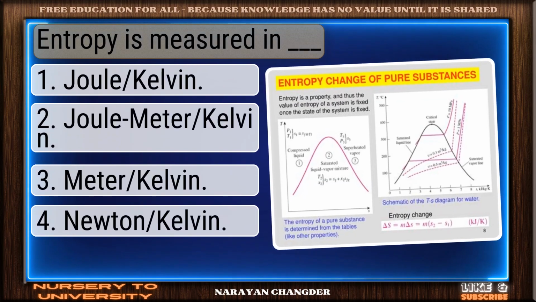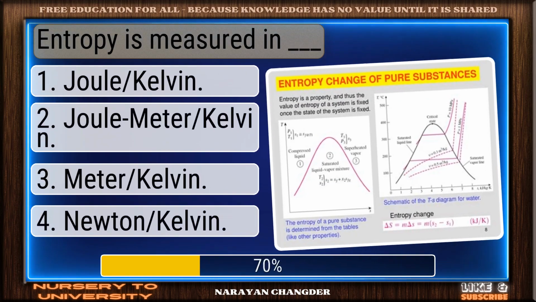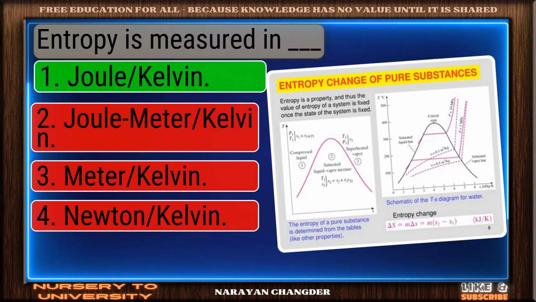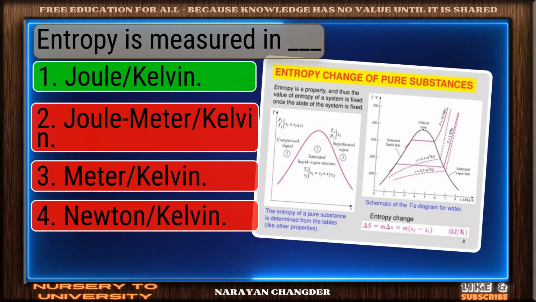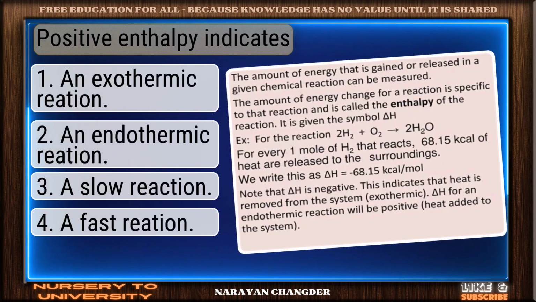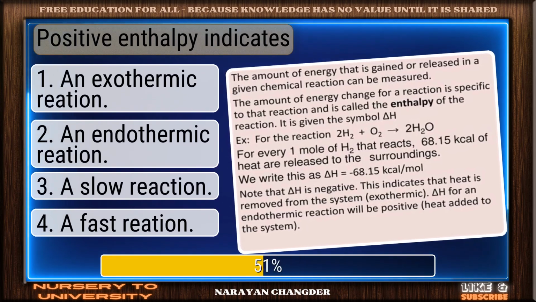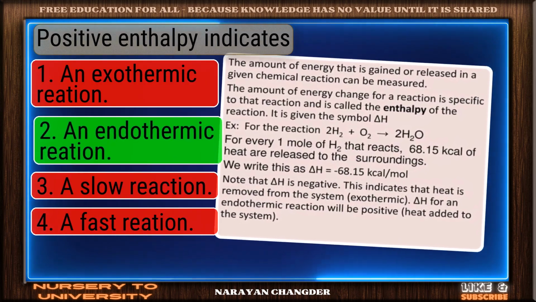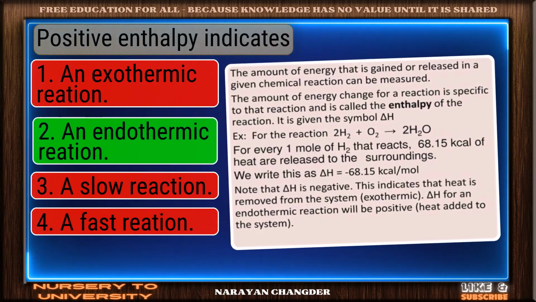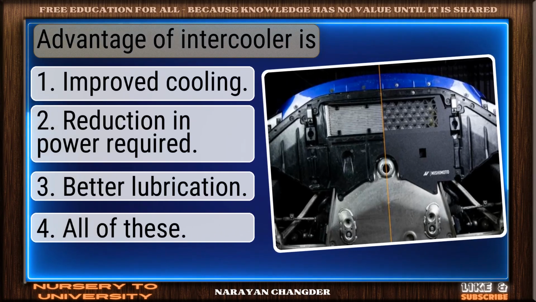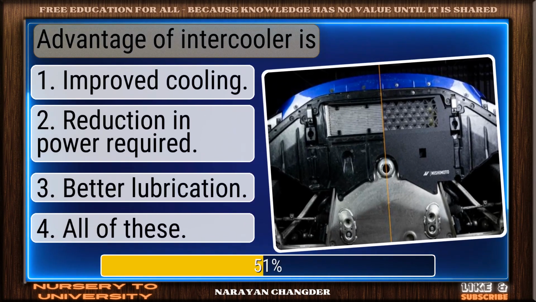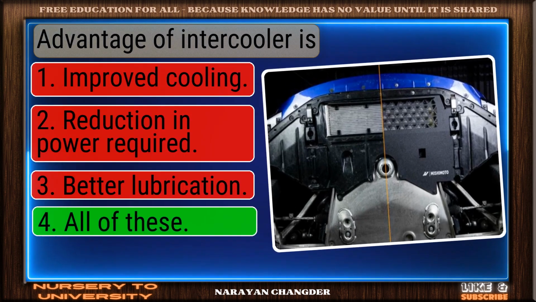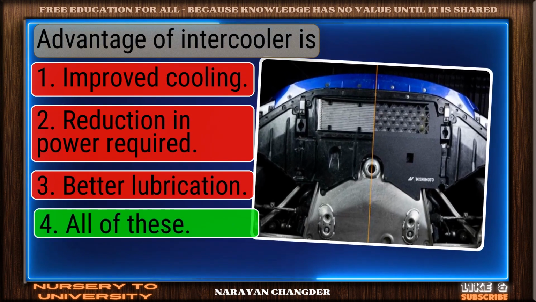Entropy is measured in dash. Strong choice. Joule/Kelvin is the right answer. Positive enthalpy indicates. Exactly. An endothermic reaction makes sense, and it is the right choice. Advantage of intercooler is. You got it. Your choice, all of these, is right.